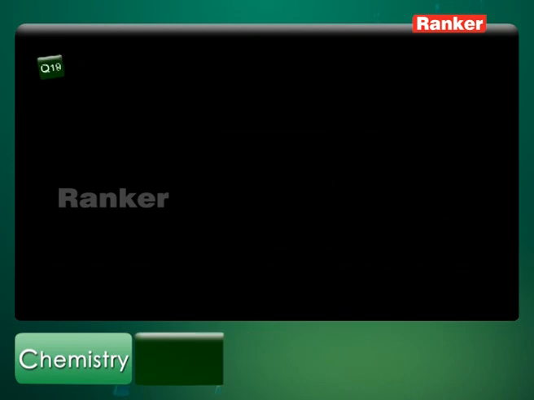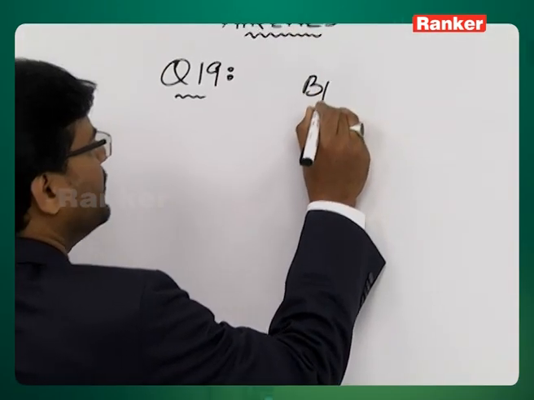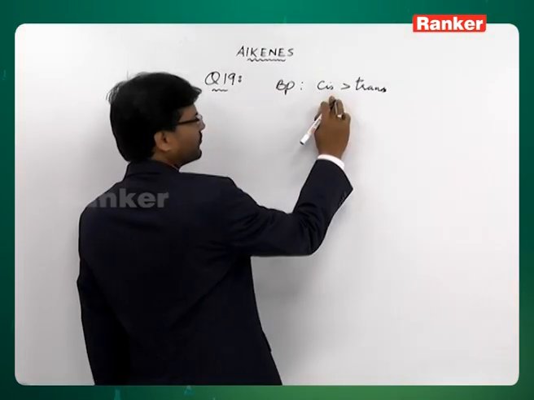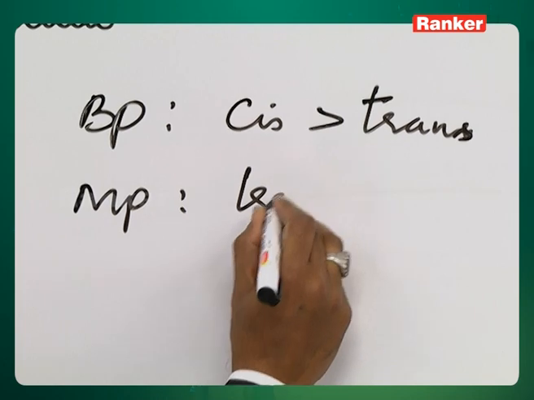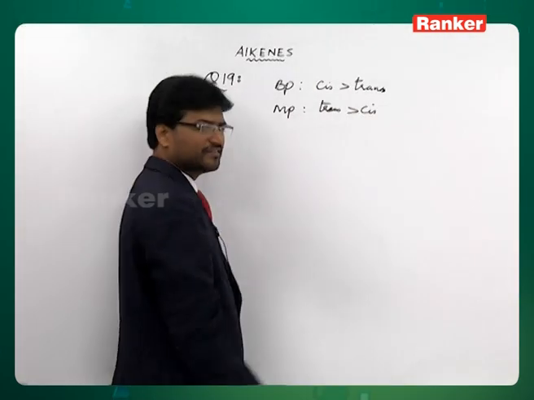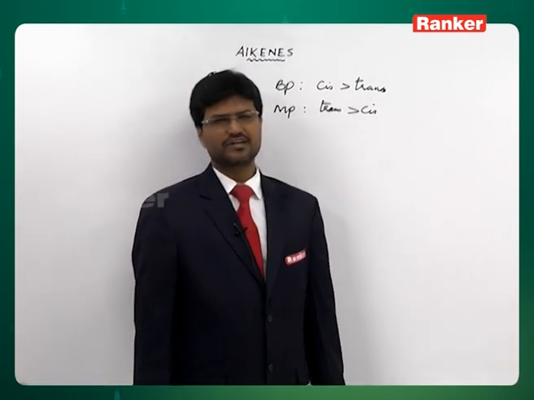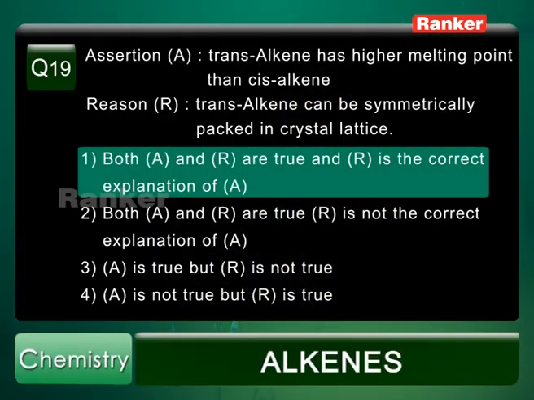Question number 19. Assertion is trans-alkene has higher melting point than cis-alkene. This is a fact. Boiling point of cis-alkene is greater than trans-alkene. If you compare boiling point, cis is greater than trans, and the reason is dipole moment. Cis has finite dipole moment and trans will be either non-polar or less polar. When it comes to melting point, it is trans which is greater than cis. So, assertion is correct. Then reason given is trans-alkene can be symmetrically packed in crystal lattice. So, it is possible to pack more efficiently. Trans-alkene can be packed more efficiently in the crystal, therefore, its melting point is high. So, the correct answer can be taken as first option.